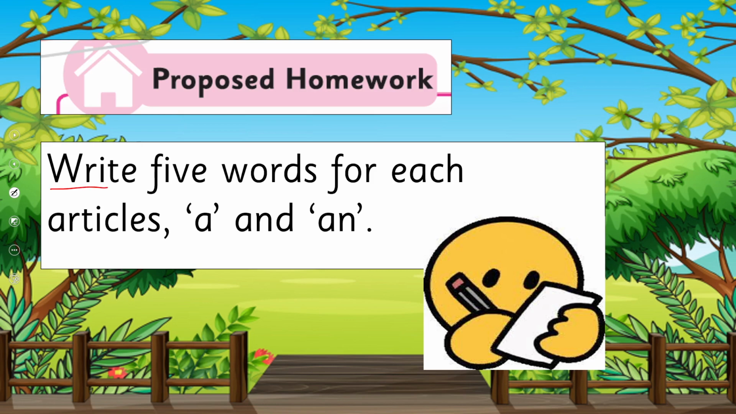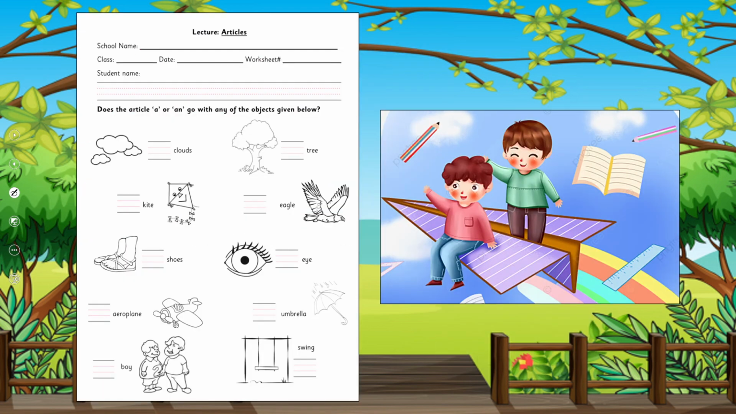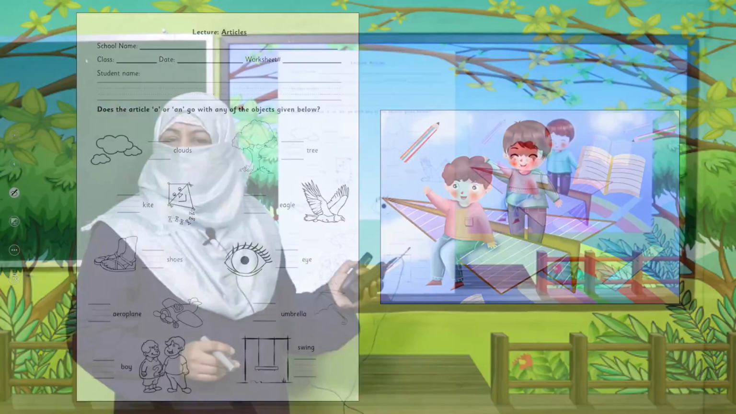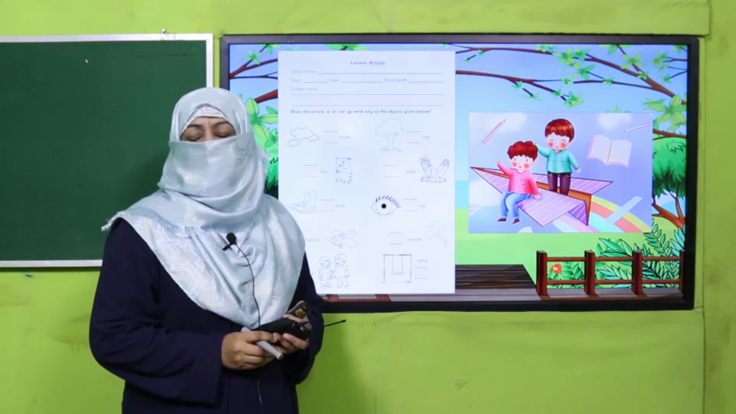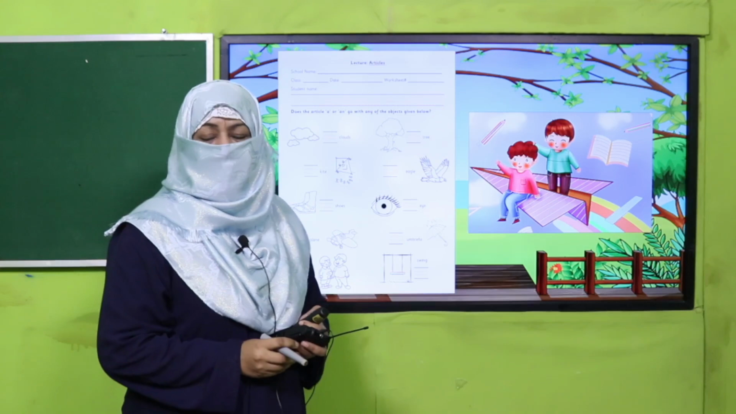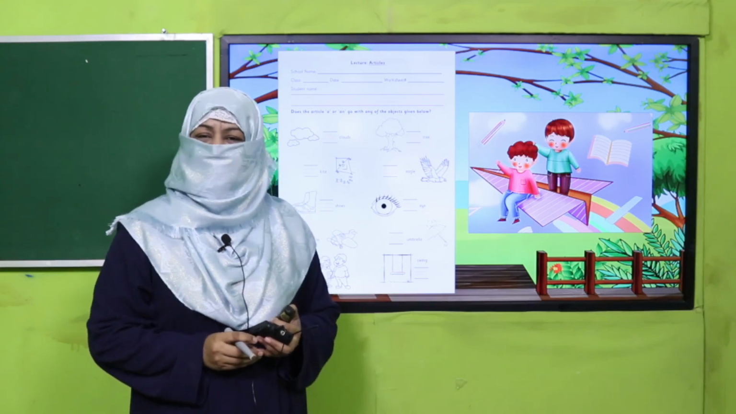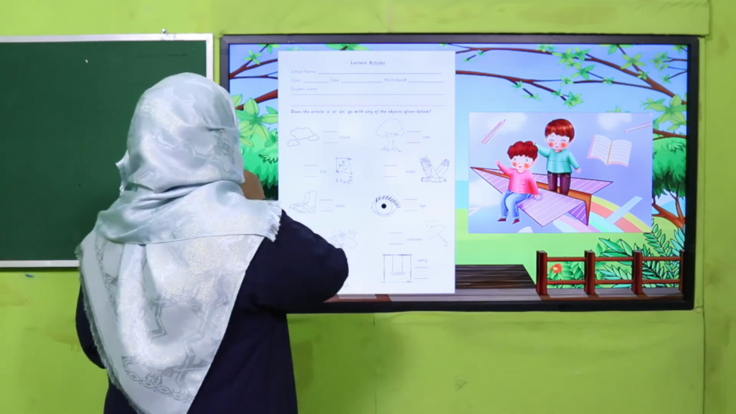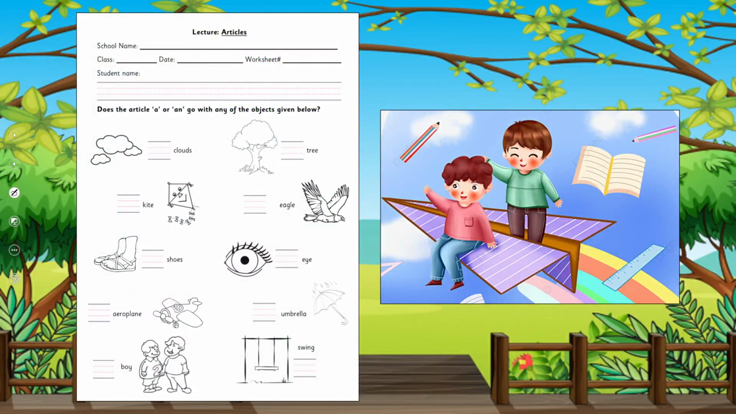You will write 5 words for each article. 5 for a and 5 for an. And here is a worksheet. My dear fellow teachers, this worksheet, lesson plan, and PowerPoint presentation links are given. You may click it, download it, and kindly provide a printed worksheet to students for practice. So children, what you are going to do? You will read this naming word and find out, does it take article a or an?